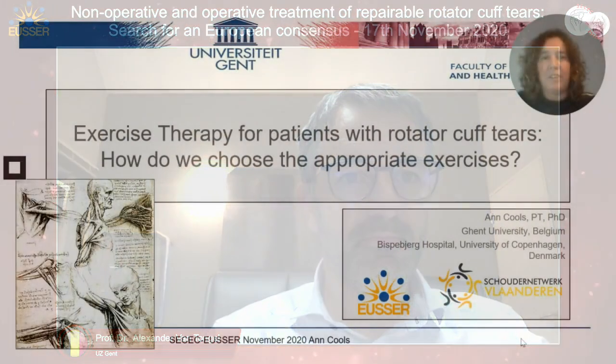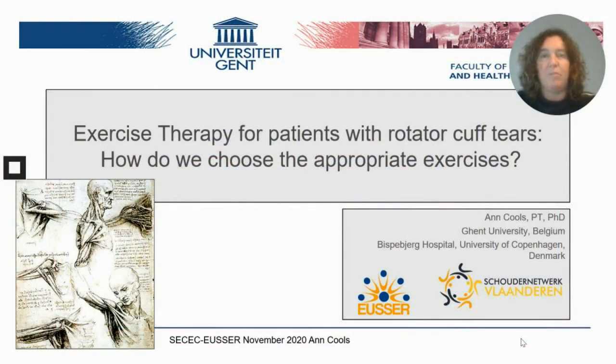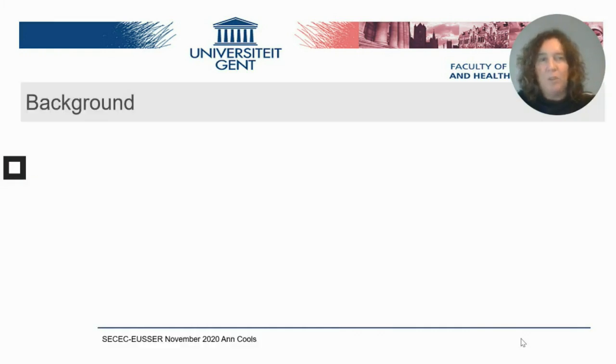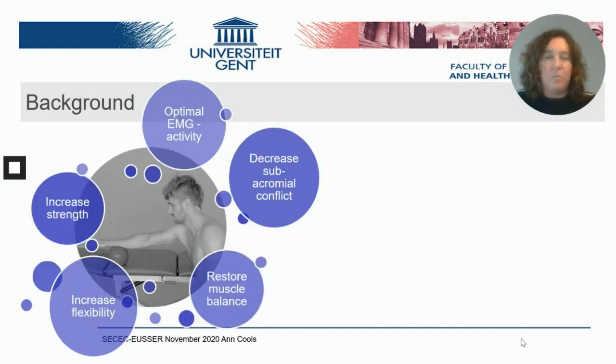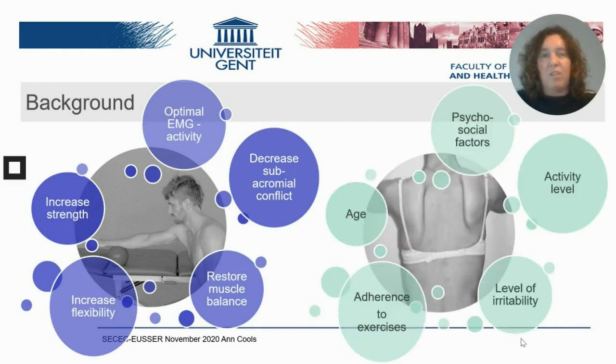Welcome to this presentation on exercise therapy for patients with rotator cuff tears, with a specific question: how do we choose the appropriate exercises? When we design an exercise program, we have to take into account several variables. Some of these variables are more exercise related, such as the goal of the exercise, but some others are more related to the patient, such as the age, the activity level, or the psychosocial factors.